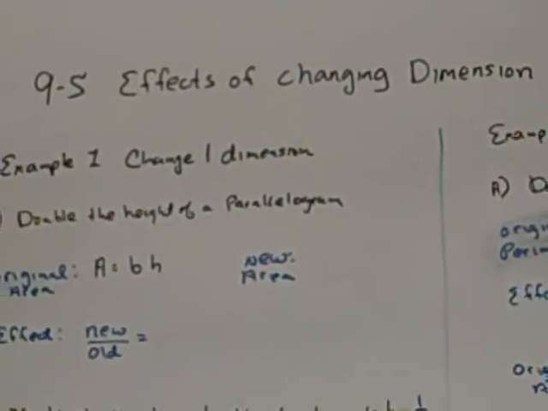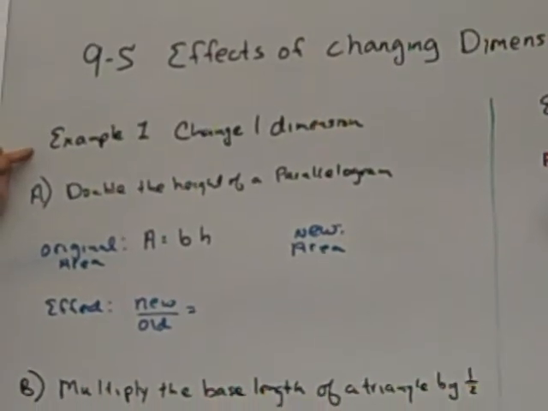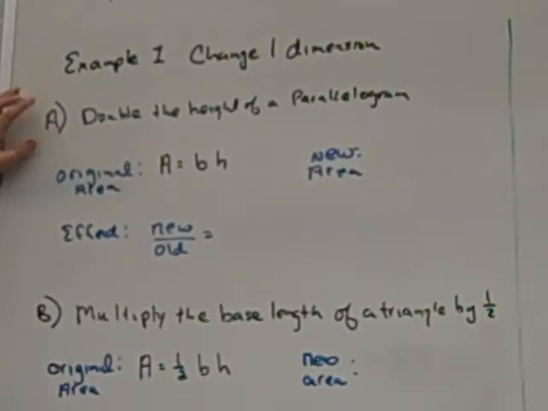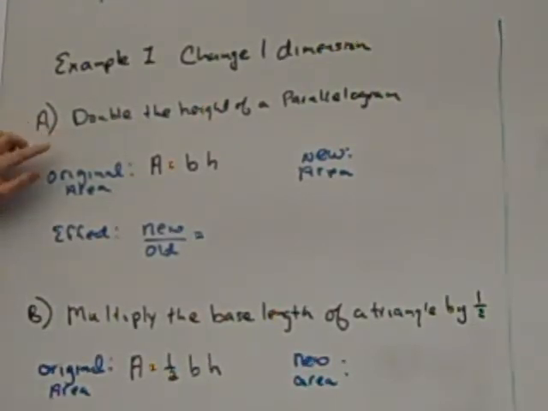Example 1, let's look at just changing one dimension, base, height, whatever we want. We'll start with doubling the height of a parallelogram. What's that going to do to the area? Well, the way I'd find out is to write down the area formula for a parallelogram. Area equals base times height.